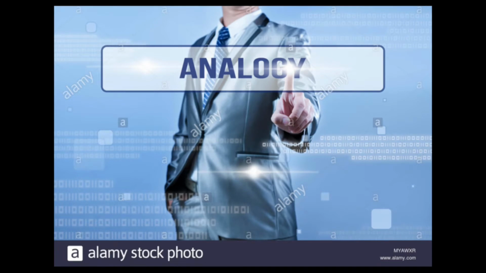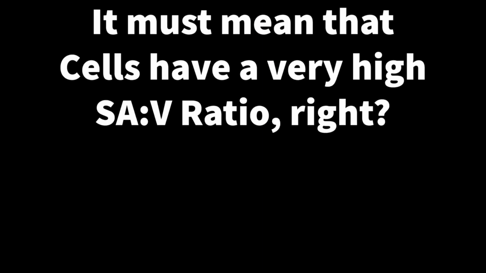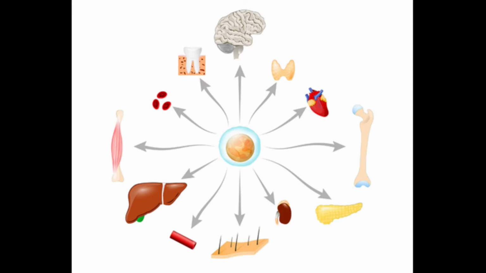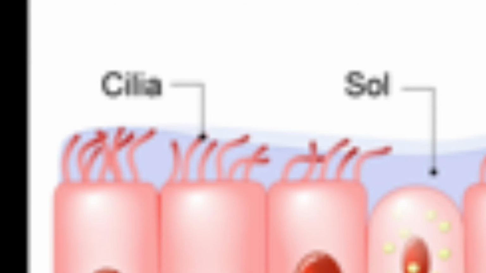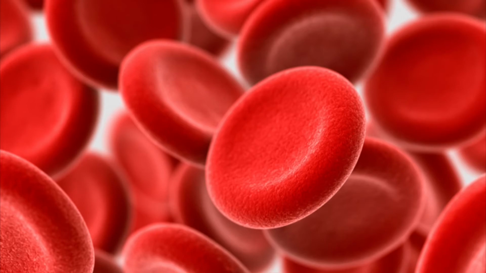By this analogy, it must mean that cells must have a very high surface area to volume ratio, right? Different cells have different adaptations to suit their requirements. For example, ciliated cells line the nostrils and move mucus from one place to another. They have cilia, which are tiny hairs that move the mucus. Another example is red blood cells, which we will be looking at in more detail.